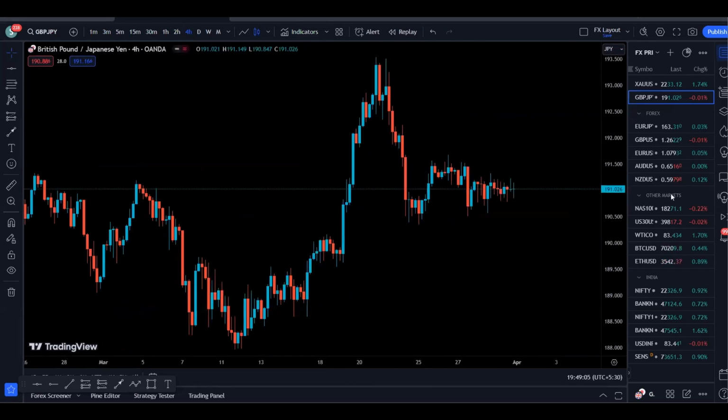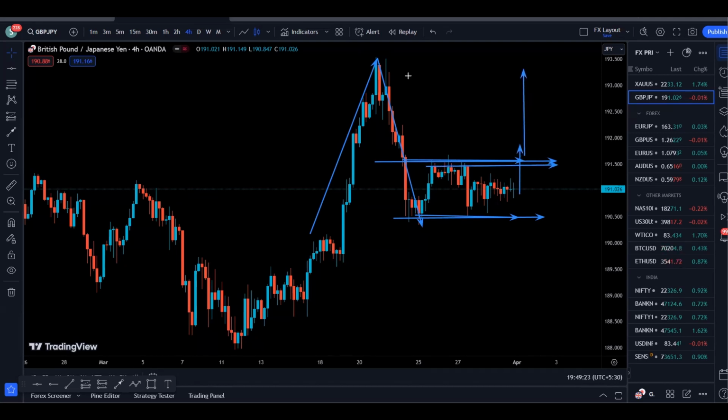On the 4-hour time frame, we can see that the market structure is very much bullish. We created a high, after that the price came down, and the price is kind of ranging between this resistance and this support. As the price is bullish, we are making higher highs and higher lows. So if you get a 4-hour candle close above this resistance, there is a very high probability for the price to come and retest this new high.